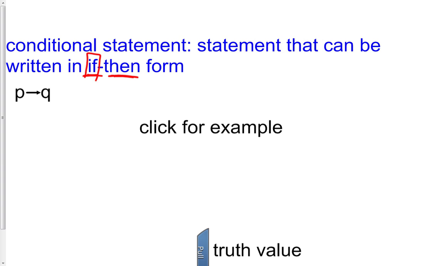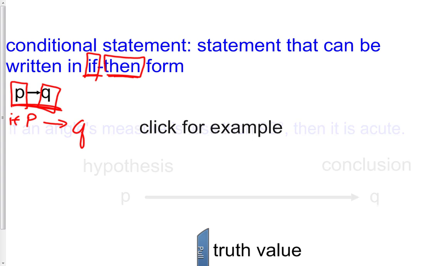If something happens, then something else happens. And that is what a conditional statement is. And the symbolism is in this form. So the if part, we call that statement the P statement. And then this arrow is like the then part. Then Q happens. So if P, then Q. And you're going to see that symbolism quite a bit today.